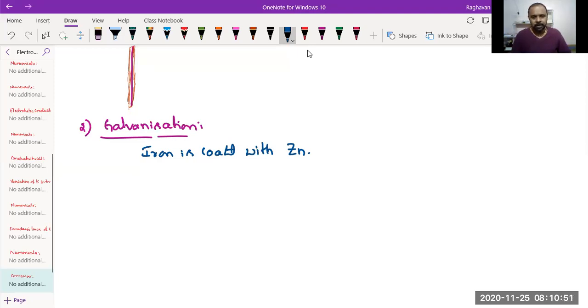So we know that in electrochemical series, upar wala deta hai, niche wala leta hai. Okay. So zinc will give electron, iron will take electron. Now why is iron undergoing rusting? Because it is acting as an anode. Iron is acting as an anode. That's why it is undergoing oxidation and rusting.